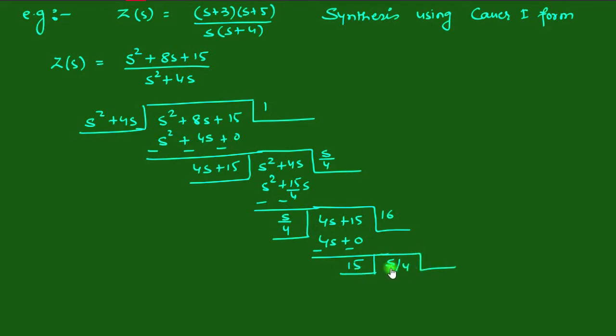I have 15 here, I need s by 4, so I will multiply this by s by 60. So multiplying s by 60 with 15, I will get s by 4, changing the sign, I'll get 0 as the remainder. As I have got 0 remainder here, so I will say my continued fraction expansion terminates here.